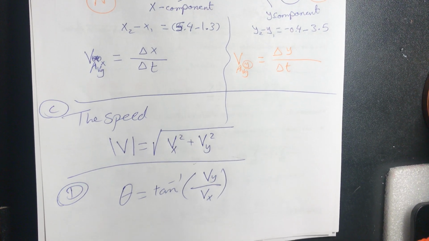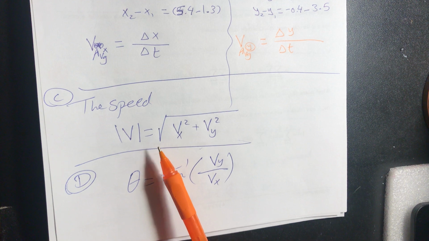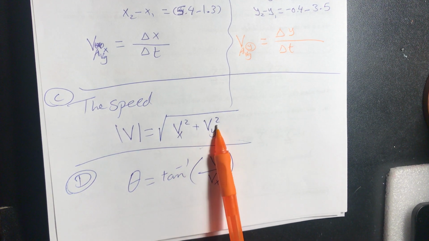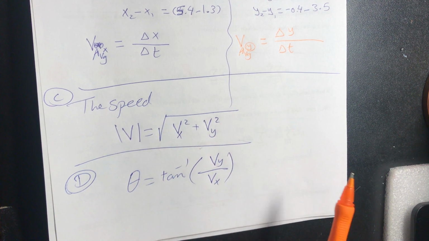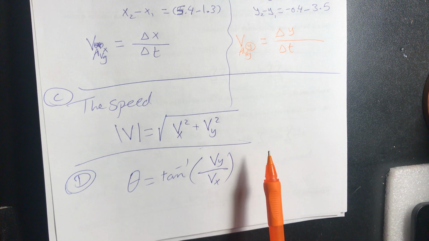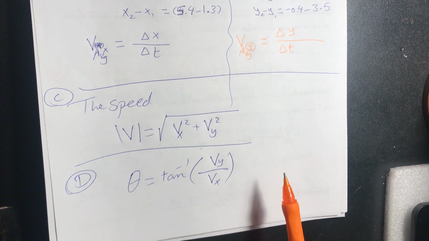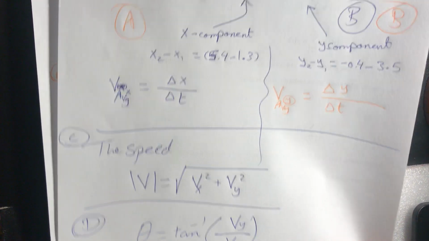What about the speed? Simply, you can use the Pythagorean theorem, which is v equals the square root of vx squared plus vy squared. And also you can find the direction of that speed, which is tan inverse of vy over vx. This is for the first question.